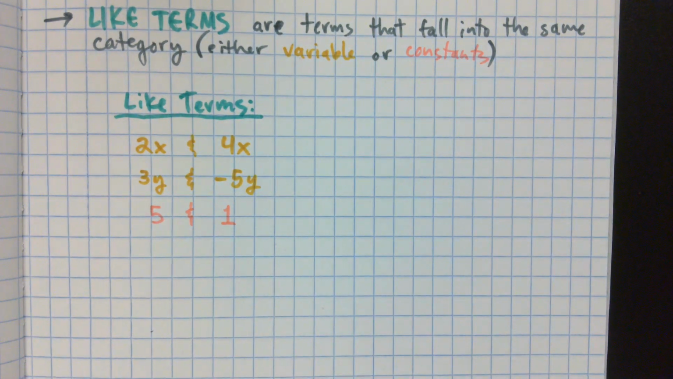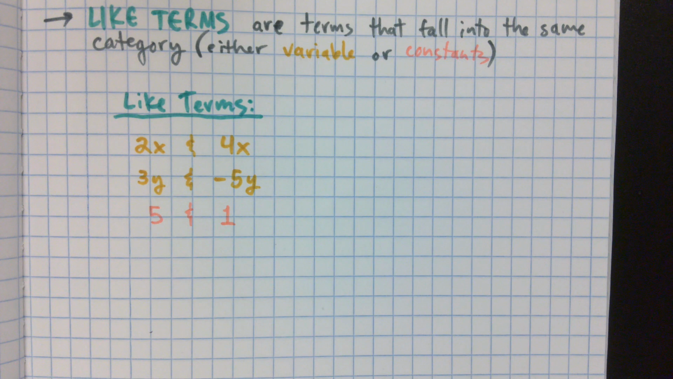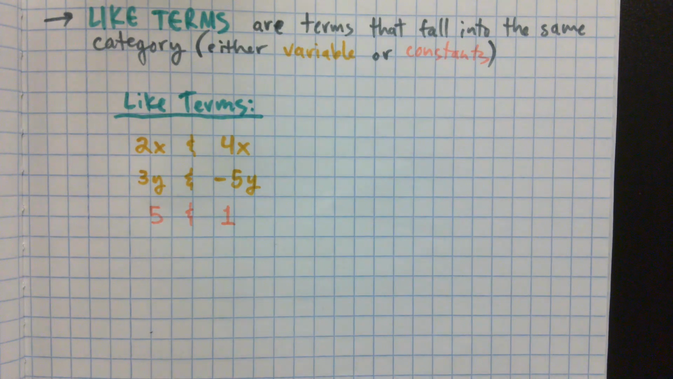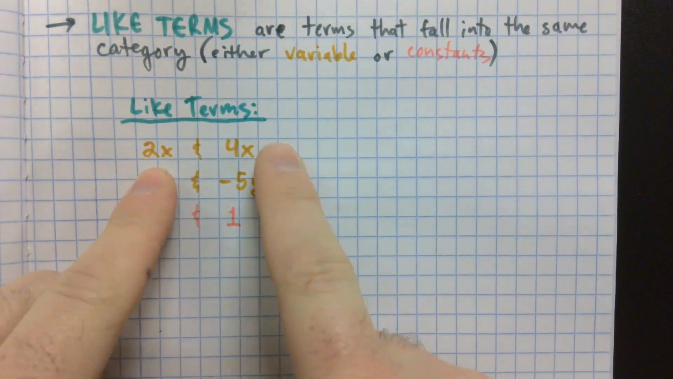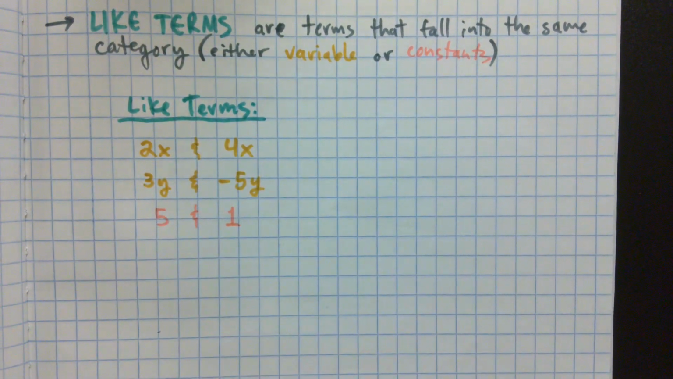What's that? You say we should multiply the 2 and the 4? Yeah, if we're multiplying them, yes. But when I'm talking about combining, that means adding. Yeah, we'll definitely be multiplying them too. But if we want to combine 2x plus 4x, that makes 6x.